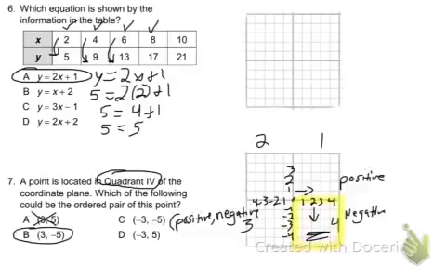C, a negative and a negative. That puts us in quadrant 3. And D, a negative and a positive. That puts us in quadrant 2. So the answer to number 7 is B.